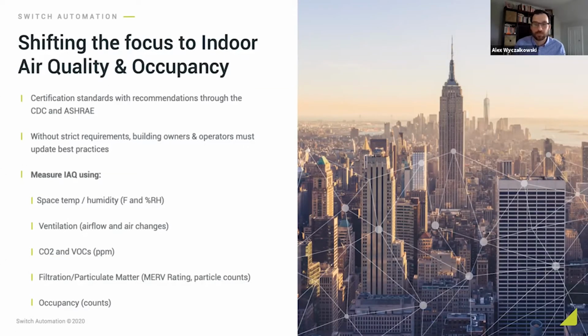As we dig a little deeper, some buildings have CO2 monitoring, volatile organic compounds, and then you may even have some information specifically on your filtration. So beyond just MERV ratings, there's particulate matter, so you can actually count the particles that are in the air. Some buildings may have that already. That may be something that you're looking at adding. And then beyond that, occupancy. We already have some kind of sense of occupancy in buildings that we're going to use going forward when we focus on indoor air quality.